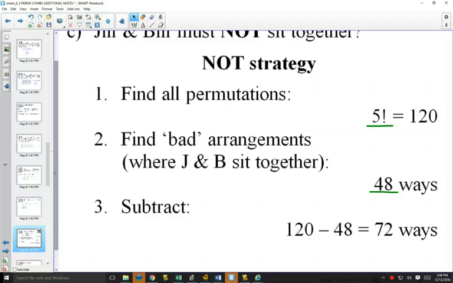Okay. So that is where we are going to end. We will leave permutations with cases for Thursday.